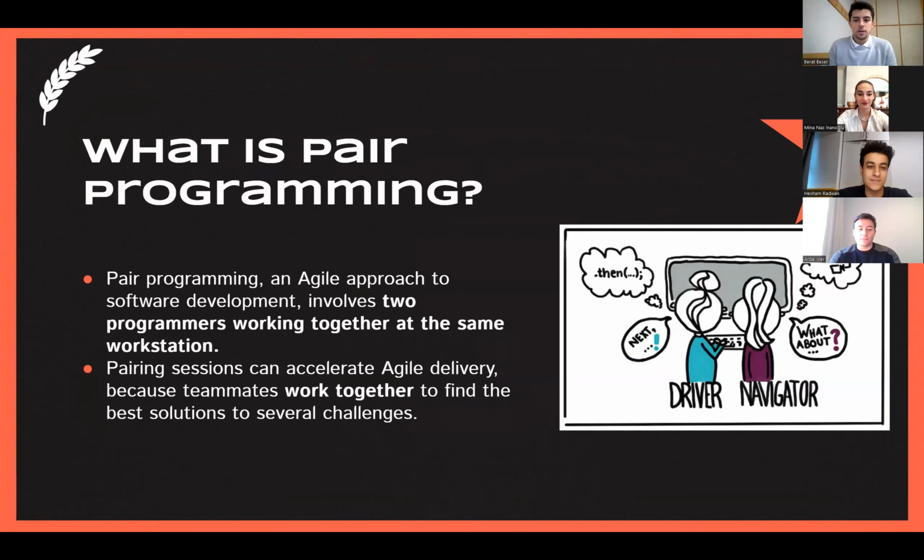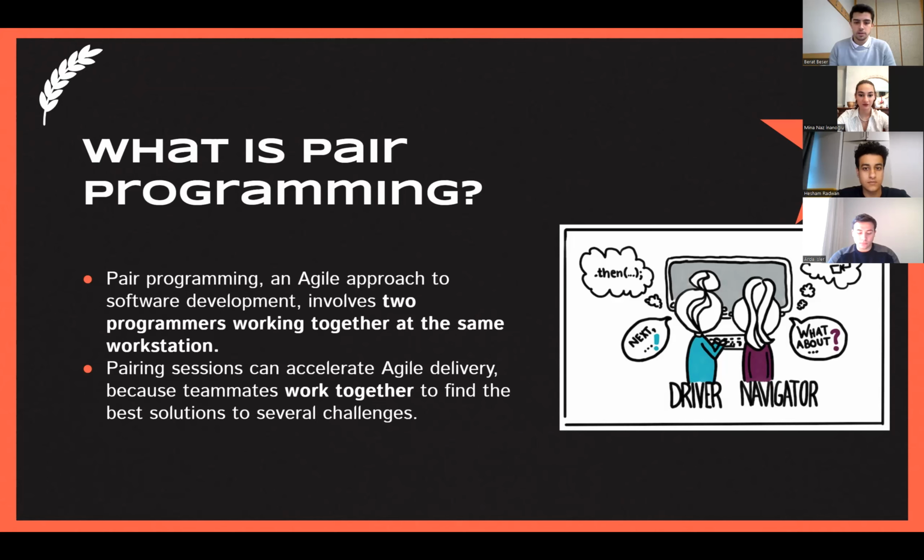Thank you, Arda. And I will tell you about the pair programming approach. Pair programming is an agile approach to software development. It includes two programmers working together at the same project, one of them called driver and the other called navigator. Of these two programmers, the driver actually writes the code and the navigator checks the mistakes or the missing parts of his or her project.